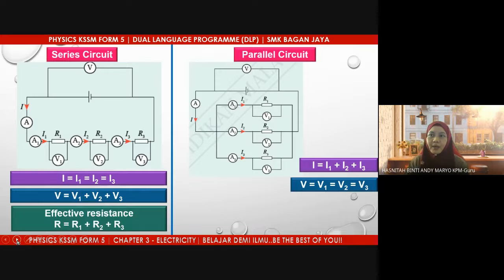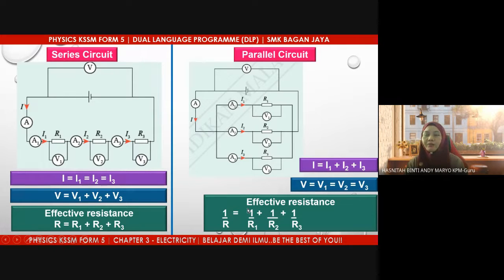And the third one, how to find effective resistance, meaning the total resistance in the circuit. For series, it is the sum of all resistances of the conductors: resistance of conductor 1 plus resistance of conductor 2 plus resistance of conductor 3 gives you the effective resistance, or the total resistance in this circuit. Meanwhile, for parallel, this is the formula to find the effective resistance: 1 over R equals 1 over R1, the reciprocal of R1, plus the reciprocal of R2 plus the reciprocal of R3. So this is the formula involving I, V and R for both series and parallel.